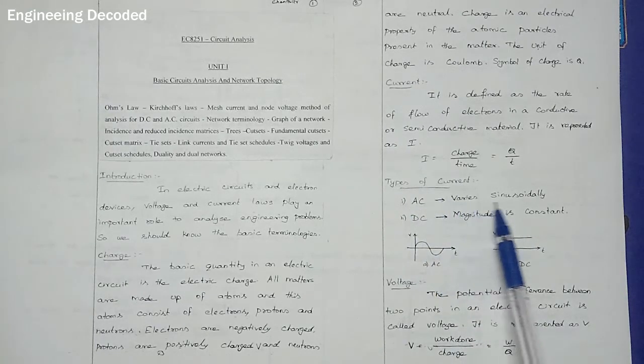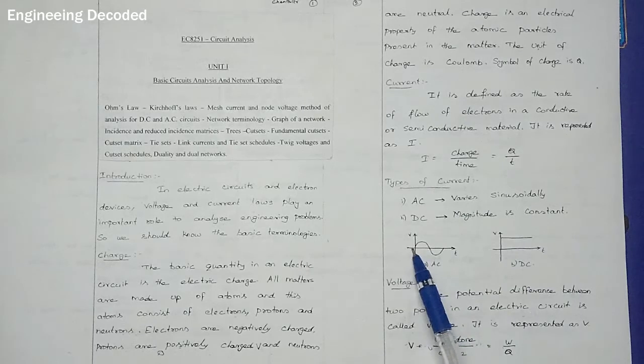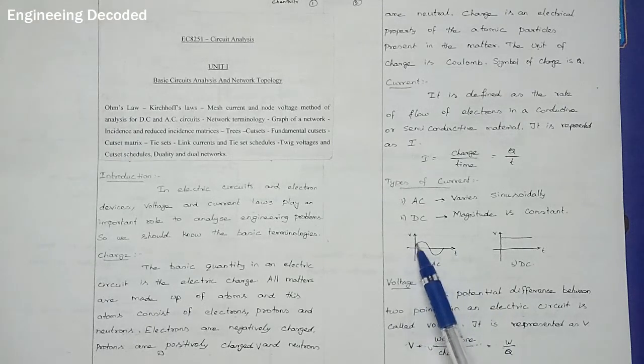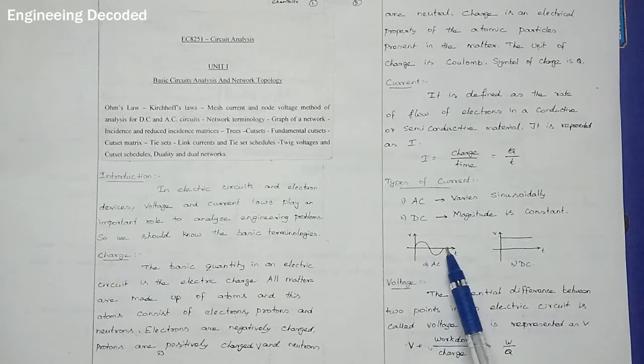AC means it will be varying sinusoidally. We can see here, this is an AC signal. Here comes the voltage and here comes the time. When time changes, the value of the voltage will change. At this point, if you check the voltage, it will show one value. At this point, if you check the voltage, it will show another value. Like that, it will be constantly varying all over. So it is called alternating current.